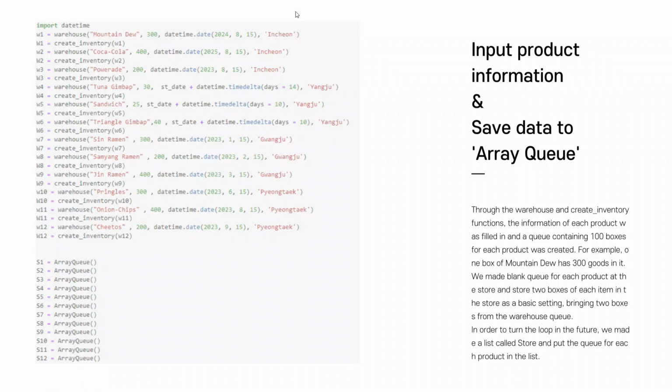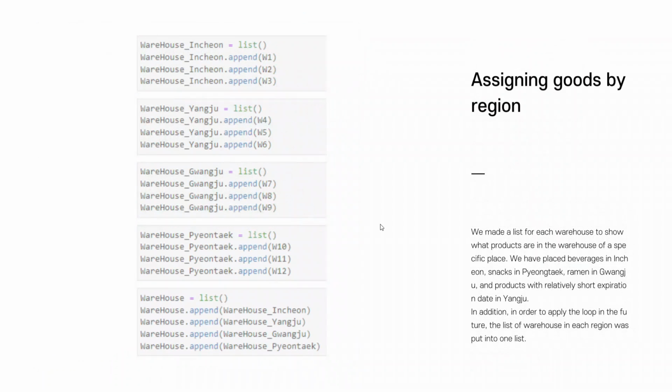In order to turn the loop in the future, we made a list called store and put the queue for each product in the list. We made a list for each warehouse to show what products are in the warehouse of a specific place. We have placed beverages in Incheon, snacks in Pyeongtaek, ramen in Gwangju, and products with relatively short expiration dates in Yangju.